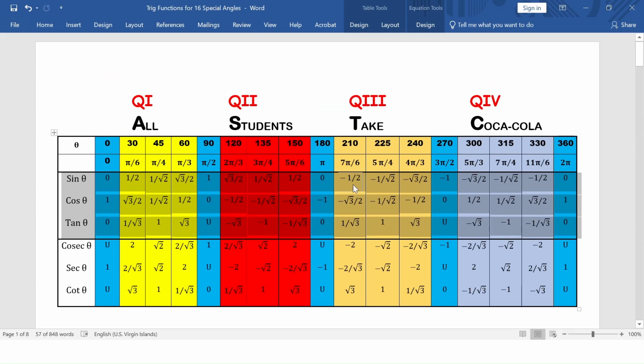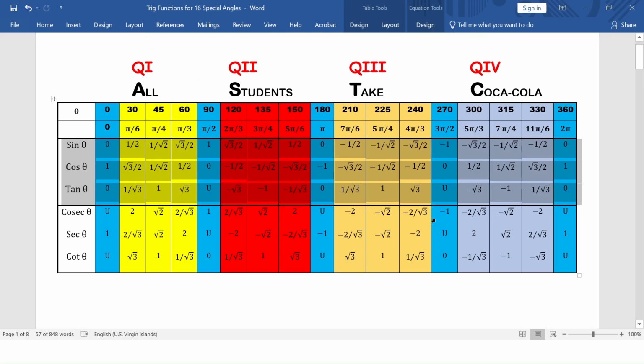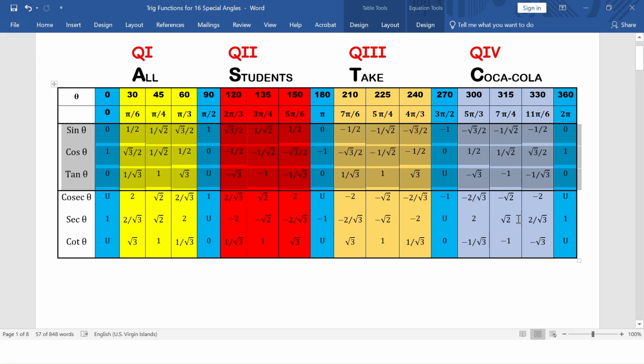Similarly here, because only the tangent is positive, its derivative, the cotangent only, will be positive. Similarly here, because only the cosine is positive, the middle one, the second one only will also be positive. Yeah, that's what happens.